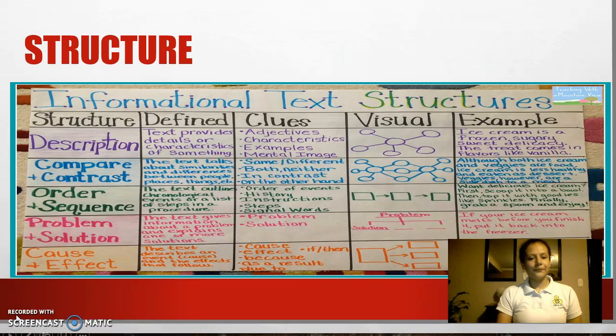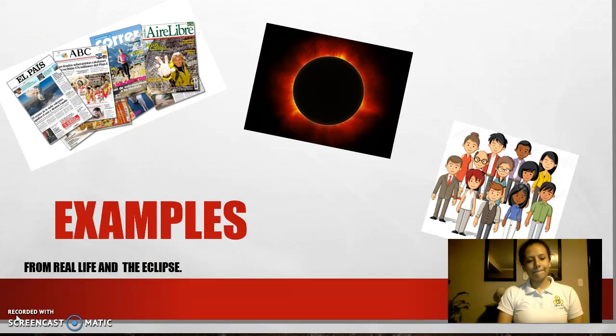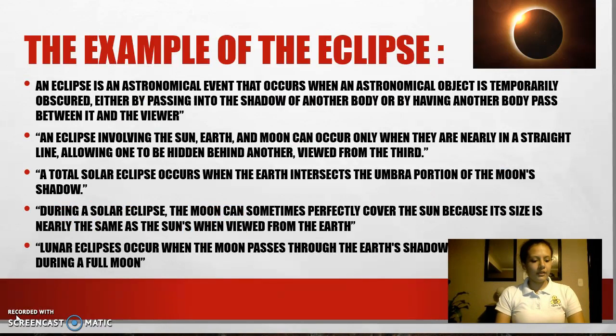The structure. Some examples. The eclipse. An eclipse is an astronomical event that occurs when an astronomical object is temporarily obscured, either by passing into the shadow of another body or by having another body pass between it and the viewer. An eclipse involving the sun, earth, and moon can occur when they are nearly in a straight line.